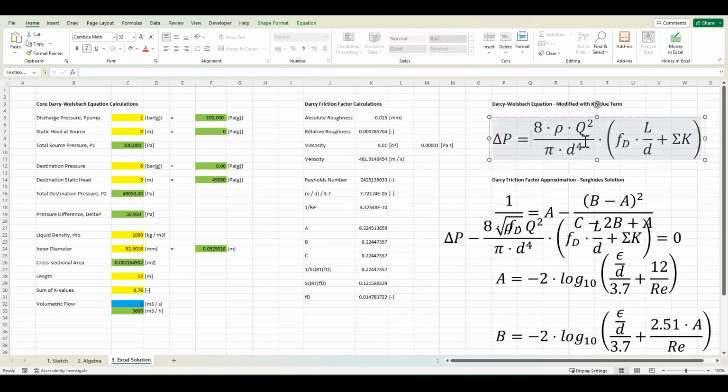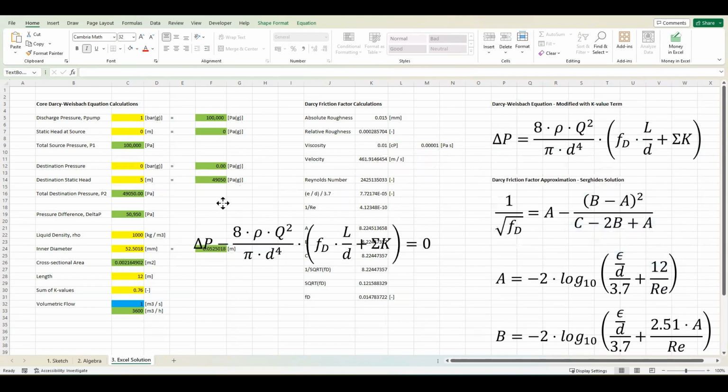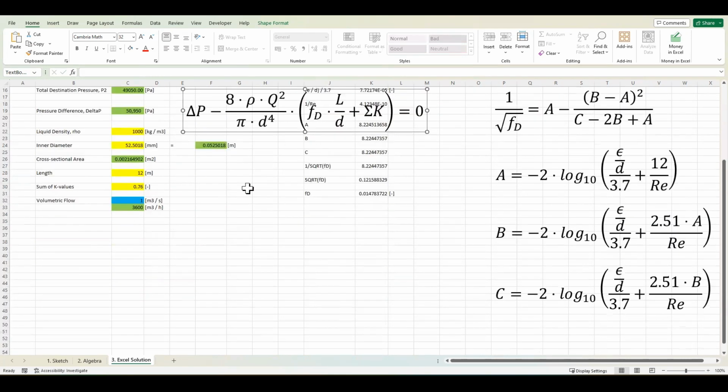We're going to struggle to solve this analytically because we've got a diameter here, and diameters inside the FD. Inside the FD, we've got Reynolds number, which contains velocity, and velocity is related to Q. It just gets very messy. So what we're going to do is do it like this, iteratively instead. I'm just going to pull this down here.